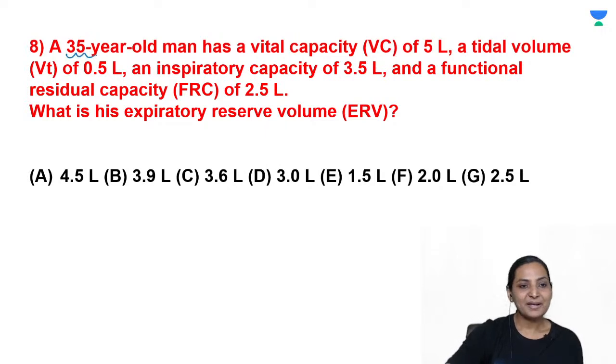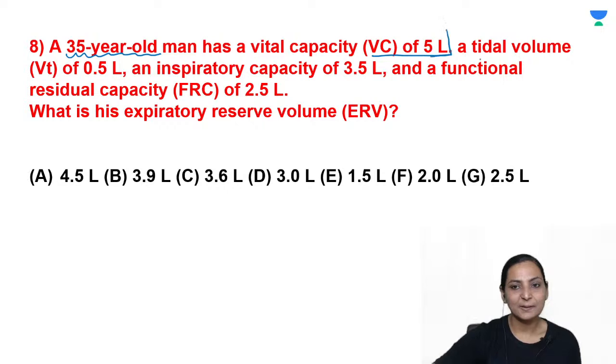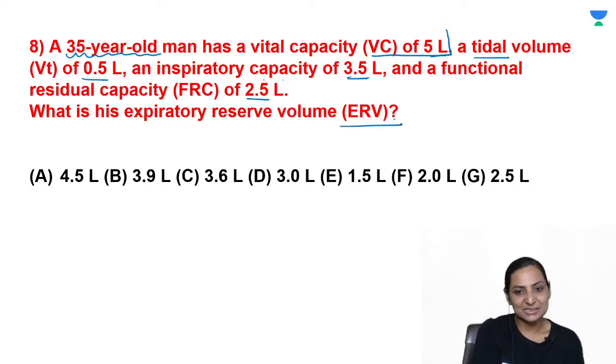A 35-year-old man has got a vital capacity of 5 liters, a tidal volume of 0.5 liters, inspiratory capacity 3.5 liters, functional residual capacity 2.5. How much will be your ERV, that is expiratory reserve volume? Yes. So if you know the formulas, the answer is very simple. There is no confusion at all. The answer is E. How do I get it?